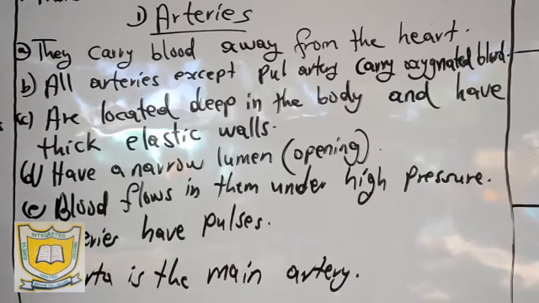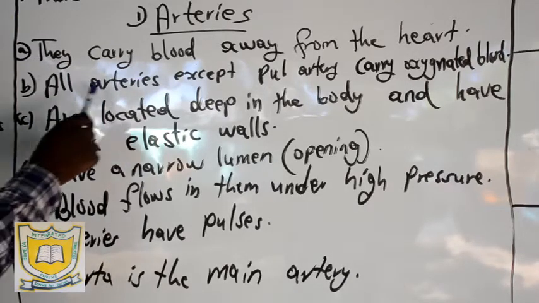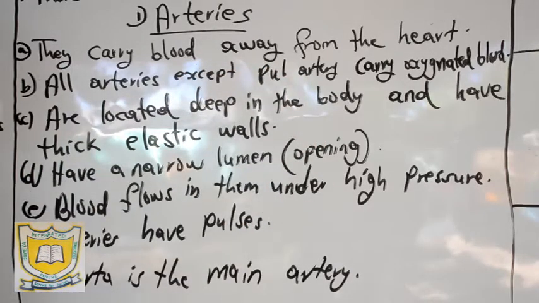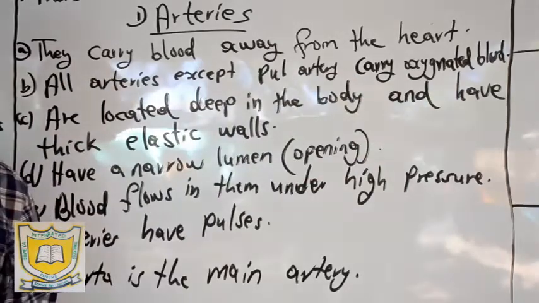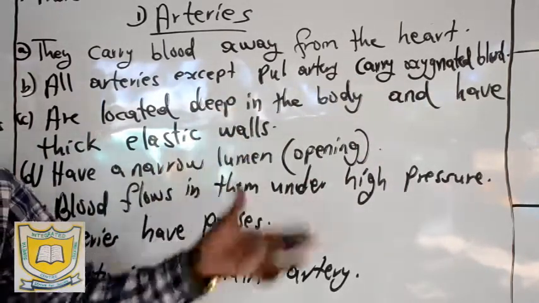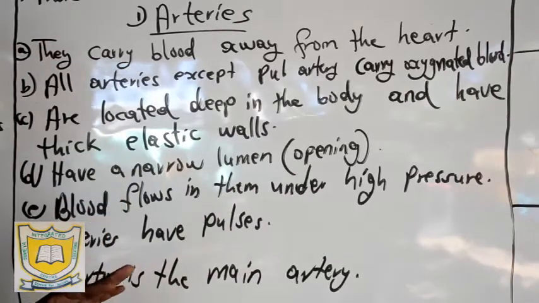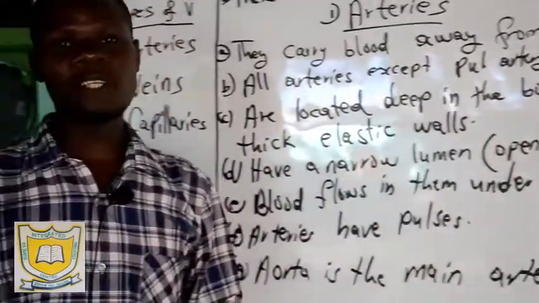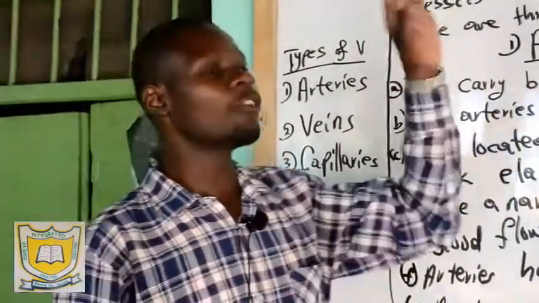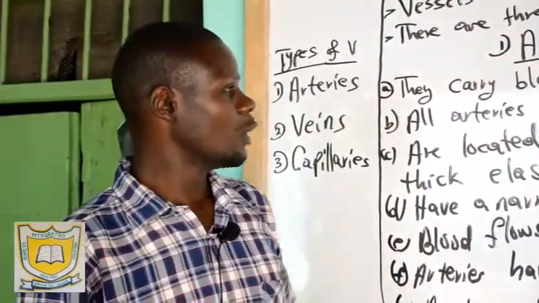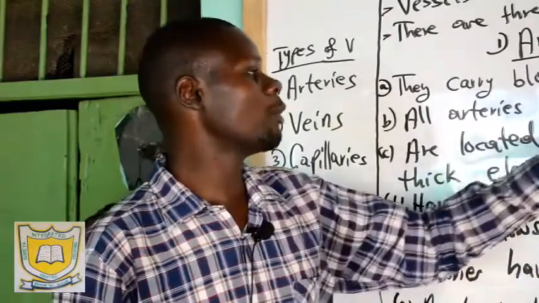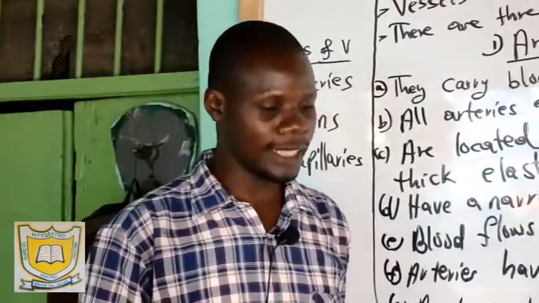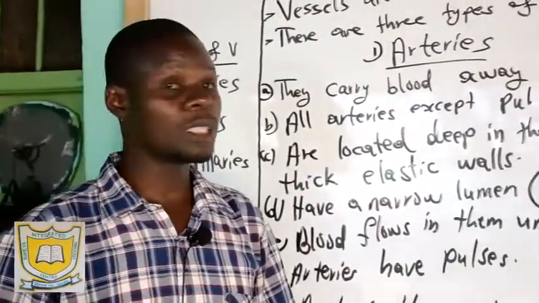Number 2, another characteristic of arteries: all arteries except the pulmonary artery carry oxygenated blood. Oxygenated blood is pure blood, blood which has oxygen. So when you say all arteries carry oxygenated blood, then you will be wrong, because we are saying all of them apart from one. There is only one artery which carries deoxygenated blood, that is the pulmonary artery. So the statement is very clear: all arteries except the pulmonary artery transport oxygenated blood, which is pure blood, blood which has oxygen.